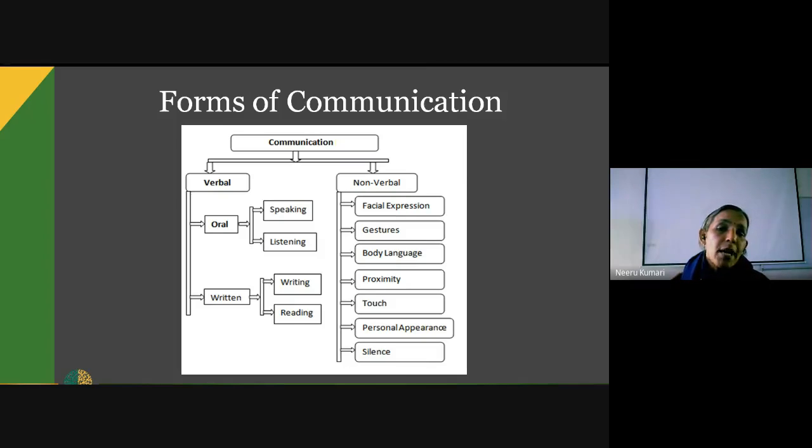So keep this in mind: whenever we talk about facial expressions, gestures, posture, proximity, touch, personal appearance, or even silence, these are part of non-verbal communication, wherein we will not be using a language to communicate. Rather, we use our body language and we try to understand with our logical thinking what it is that we want to do or what we should be doing.